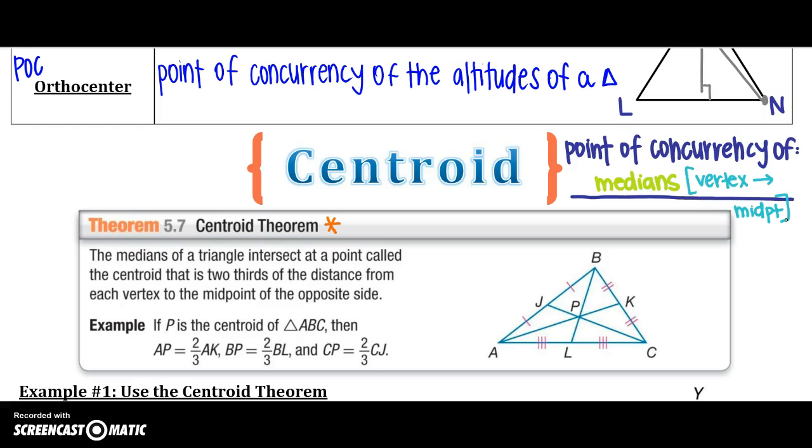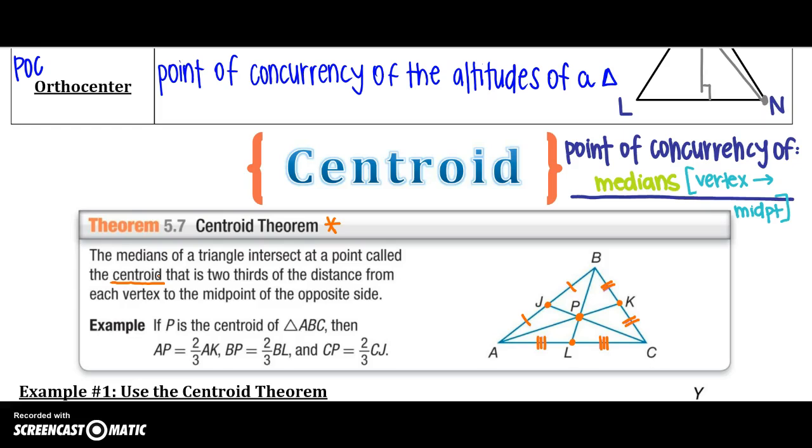So let's look at the centroid theorem. It says the medians of the triangle intersect at a point called the centroid, and that's your point P right here. All of those midpoints that you can see with the tick marks on each side allow us to say that J is a midpoint, K is the midpoint, and L is the midpoint. The centroid is 2/3 the distance from each vertex to the midpoint of the opposite side.